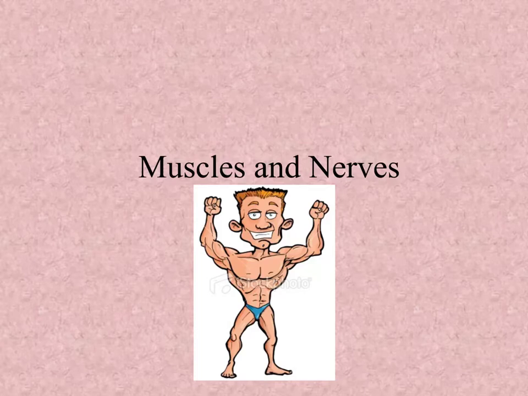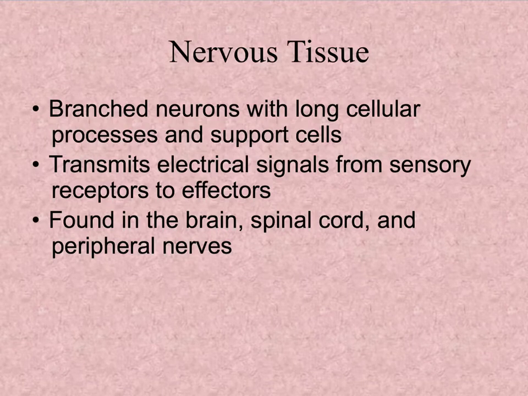Okay, so this is our last set of tissues that we're going to be studying. It's muscle tissue and nerve tissue. Okay, so nervous tissue is just like what it sounds like. It's made up of the nerves. So you've got neurons, which are these long cellular processes, and also the support cells. And what they do is they transmit electrical signals from your brain and your spinal cord and through all the nerves in your body and help control the functioning of your body.